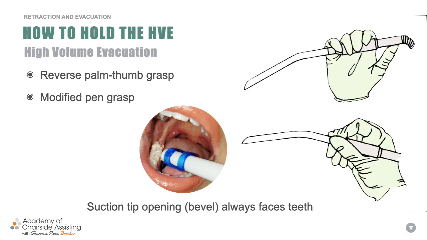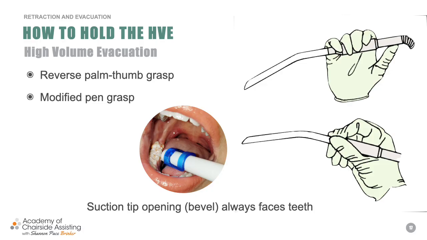And this is probably the most important thing that we need to understand. There are three different types of grasping, but the two that we're going to utilize the most are the reverse palm thumb grasp or the modified pen grasp. And I will say that most of the time as a dental assistant, we're going to be utilizing the pen grasp. But one of the things I want you to understand is that the suction tip has a hole in it, and it's always going to have this little bevel that faces always towards the teeth.